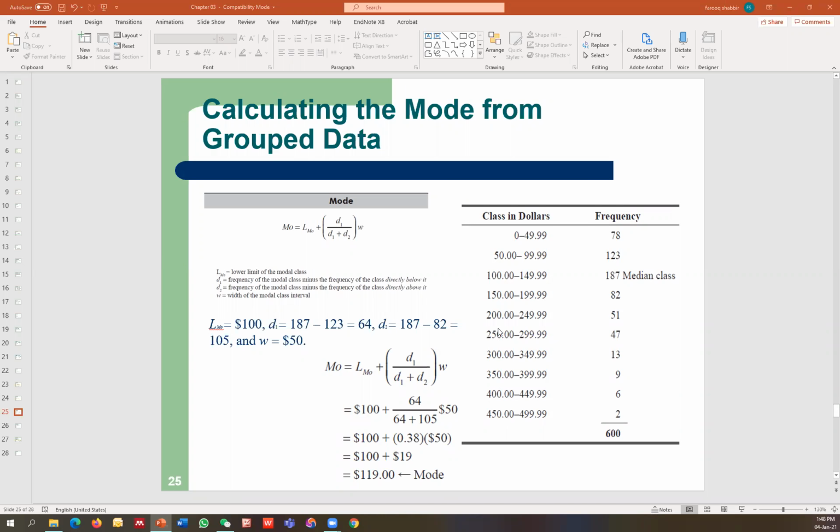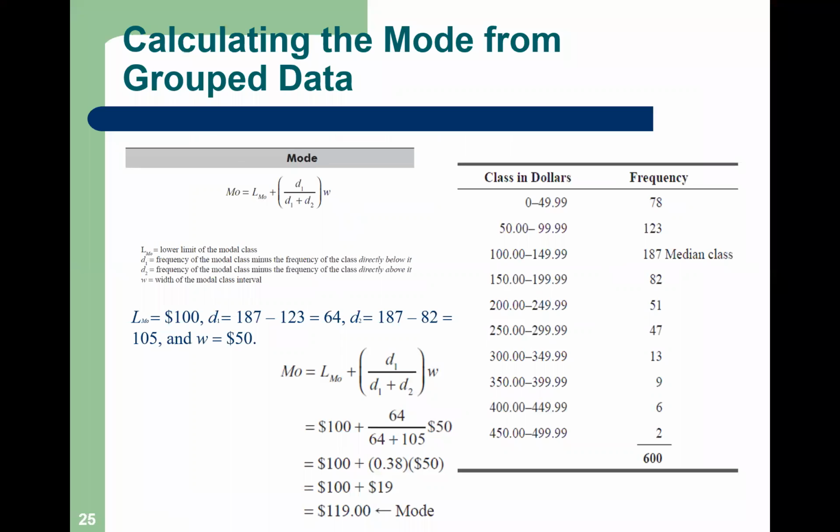In our example, the modal class is the third class because it has the highest frequency, 187. The class which has the highest frequency is considered the modal class. Then to find the values in that modal class, we have the formula. L represents the lower limit of the modal class. Here you can see the lower limit of the modal class is 100, so we put 100 over here.